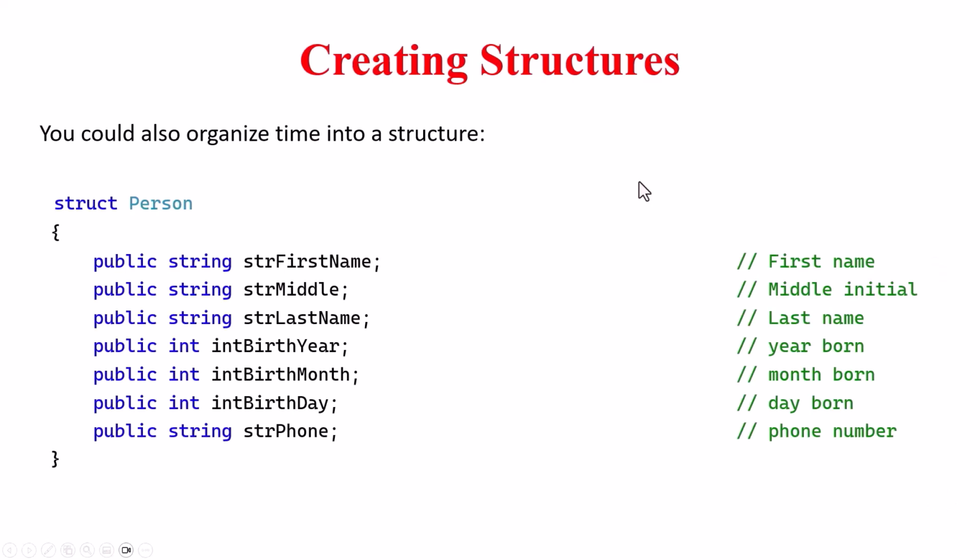If we set that up into a structure, it looks like this. Struct person, public string first name. And it will contain the first name variable, a string for middle initial, a string for a last name. We have integers for the birth year, birth month, and birth day. And we have a string for the phone number, all contained within that structure named person.